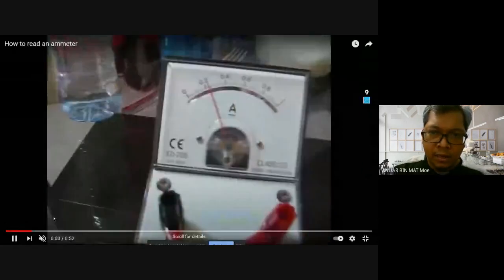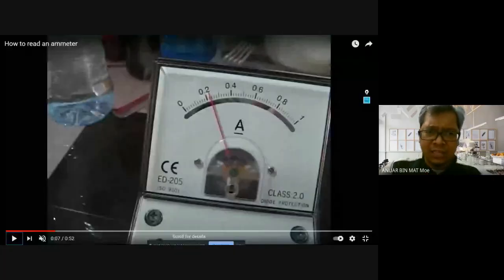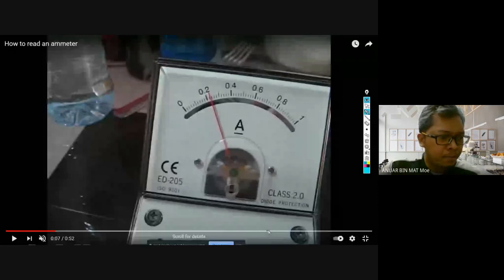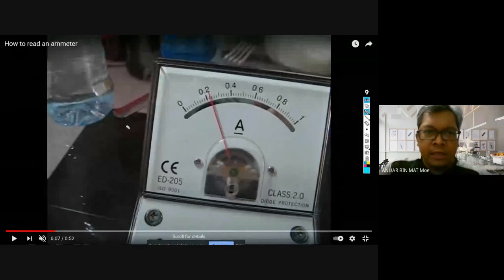Okay, can you see the reading here? What is the reading, class? Anybody? We have connected to an AA battery. So what is the reading now? Make sure you're able to read the ammeter reading, yeah? Can somebody tell me what is the reading of the current from the battery? I think you can see it clearly, because on my handphone I can also see it clearly. So what is the reading of the current?